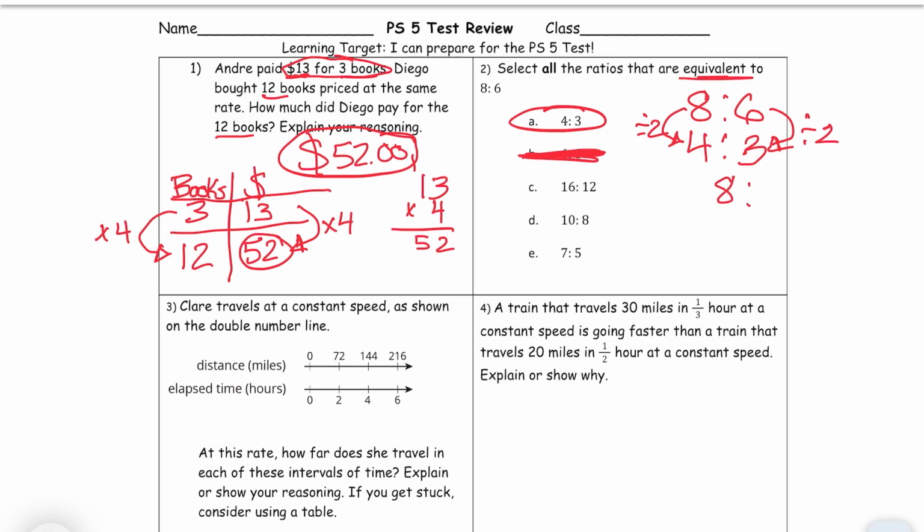So if I have 8 to 6 and I'm getting to 16 to 12, I know 8 times 2 is 16 and 6 times 2 is 12. So since it's being multiplied by the same number, it is equivalent.